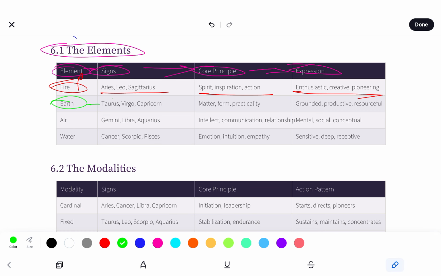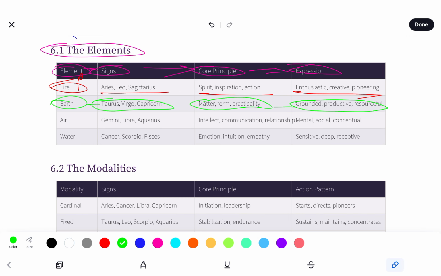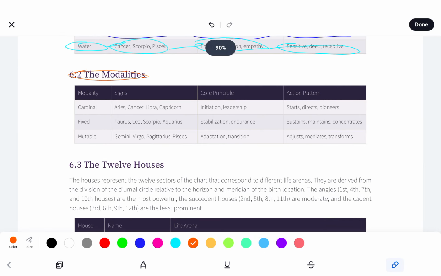Earth signs, the earth element: Taurus, Virgo, Capricorn. Matter, form, practicality; grounded, productive, resourceful. Air signs: Gemini, Libra, Aquarius, the air element. Intellect, communication, relationship; mental, social, conceptual. And the water element: Cancer, Scorpio, Pisces. Emotion, intuition, empathy; sensitive, deep, and receptive. The modalities.